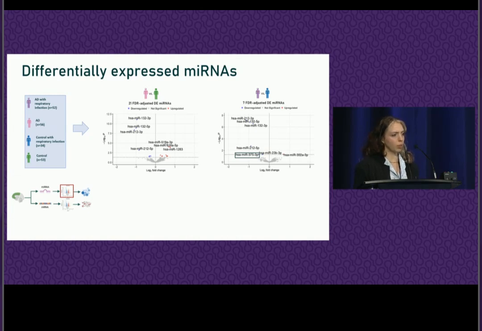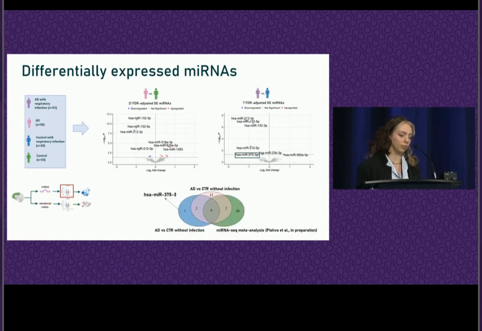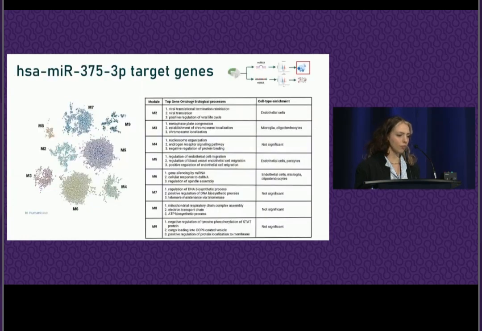This was quite interesting because we did not find this gene to be significant in the other comparison, Alzheimer's disease versus control. Also, looking at a meta-analysis of more or less 1,000 samples that, again, look at the differences between Alzheimer's disease and controls, we saw that this gene was not significantly differentially expressed.